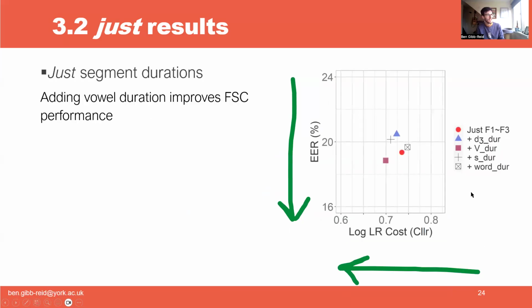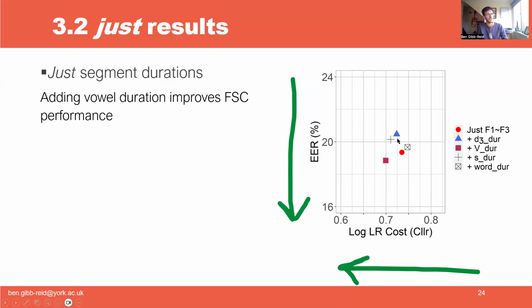And when I included segment durations, as opposed to that was just for the vowel formants across those 3 vowels. If you look at the red dot, that is the same model I showed you before. And this is what happens when I add in duration measurements. So when I add vowel duration to a model that includes vowel formants, it improves it. So it's a lower EER, lower CLLR. So it's a better system for speaker comparisons.